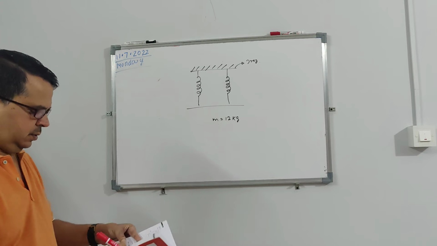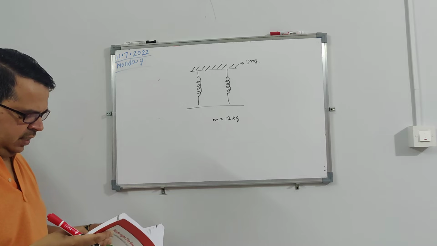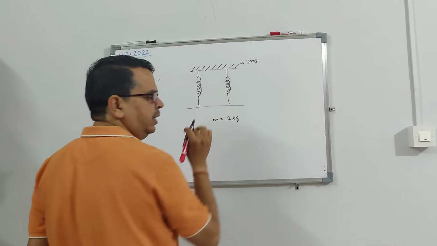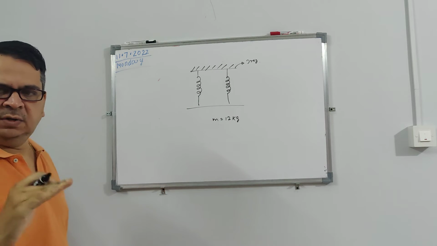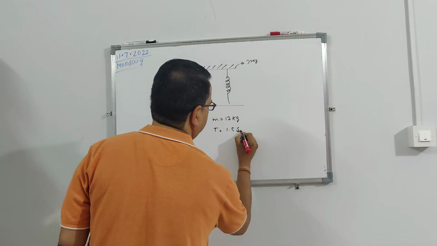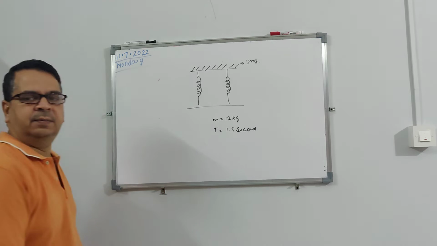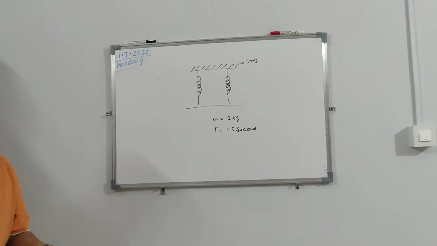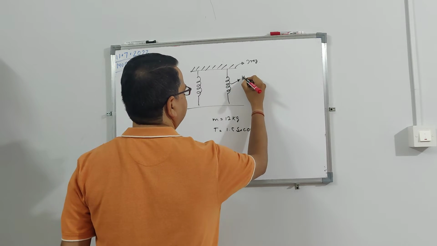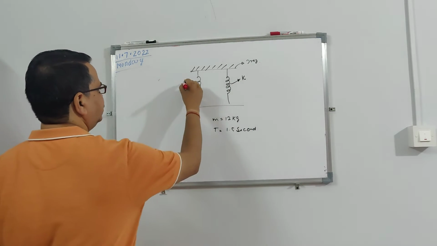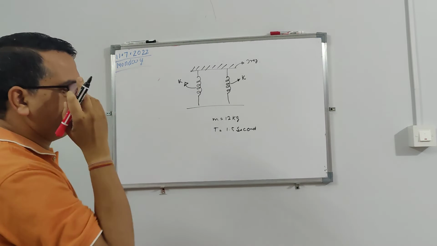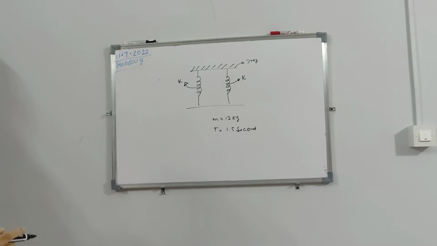So when you do this, they are saying the time period is 1.5 seconds. You just apply a little bit of force, remove your hand, it will start oscillating, and the time period of oscillation is 1.5 seconds. Then they are asking, let us say the spring constant is K for both the springs, both being similar.